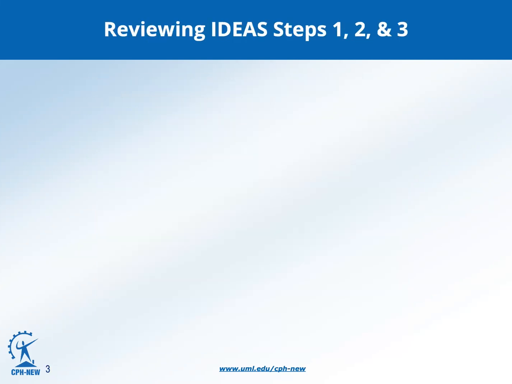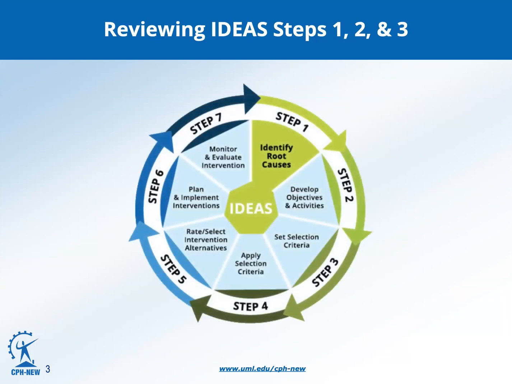Until this point in the Ideas process, you have identified root causes of a safety or well-being concern, and you have brainstormed several solutions and activities for addressing the root causes. Setting selection criteria in Ideas Step 3 can help you make a judgment about how effective and feasible the activities are and which one you want to develop with a business case.